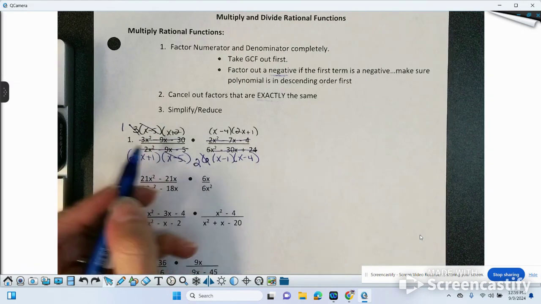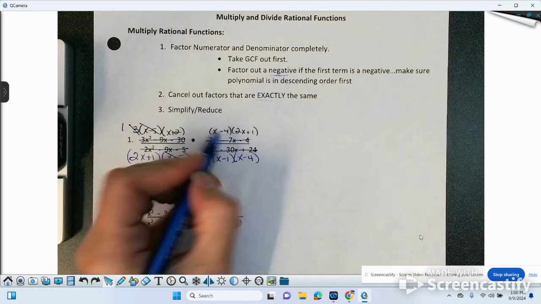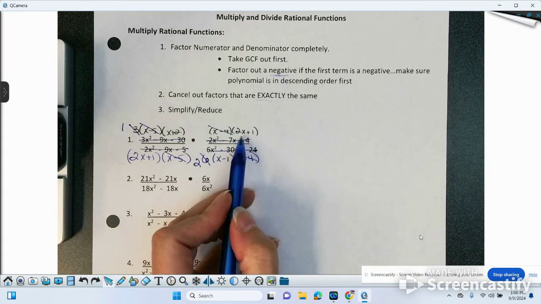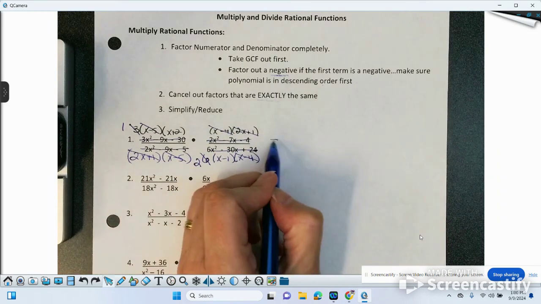Is there an x plus 2 on the bottom? Nope, so that's going to stay in my answer. Is there an x minus 4 on the bottom? There is. And is there a 2x plus 1 on the bottom? There is. So then I go back and say, what am I left with?